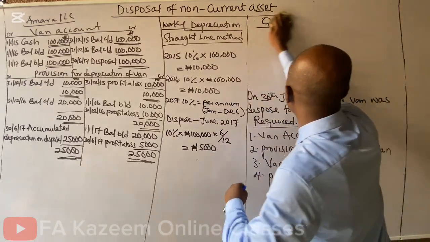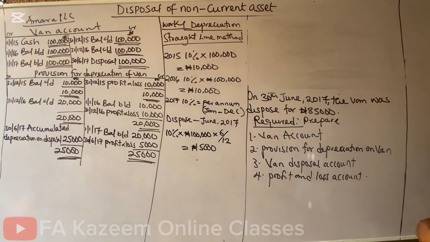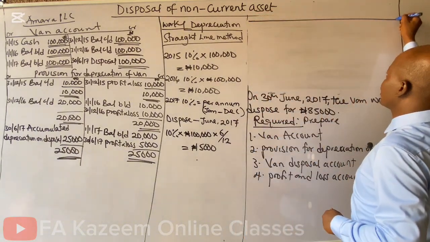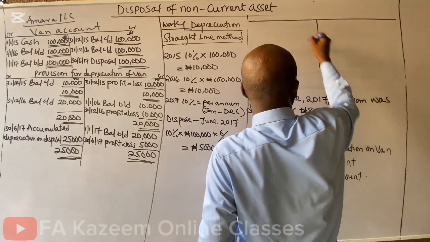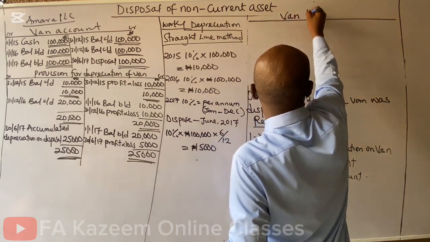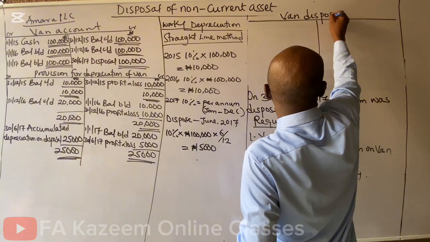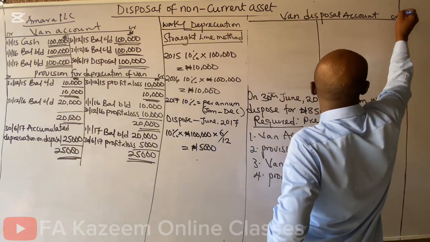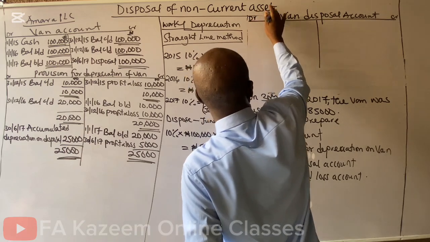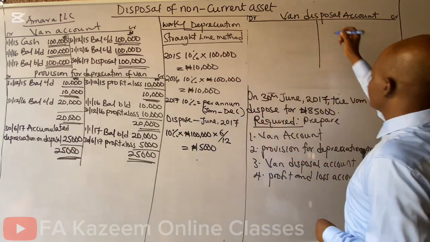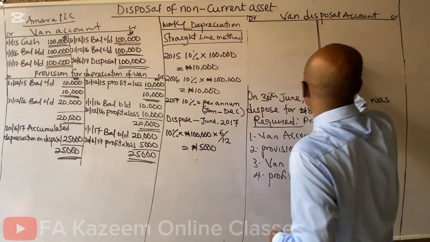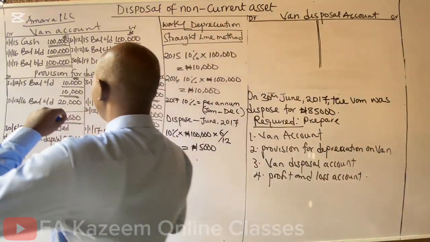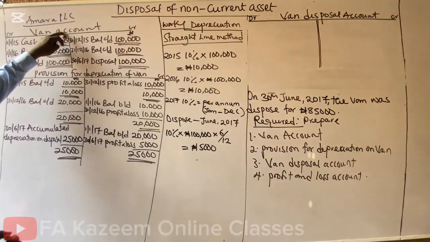So I didn't clean the whole question for a reason. The next account to prepare is the van disposal account, where we know whether this asset was disposed at profit or at loss. Please, I need your attention here. We will go to the first account, which is the van account.